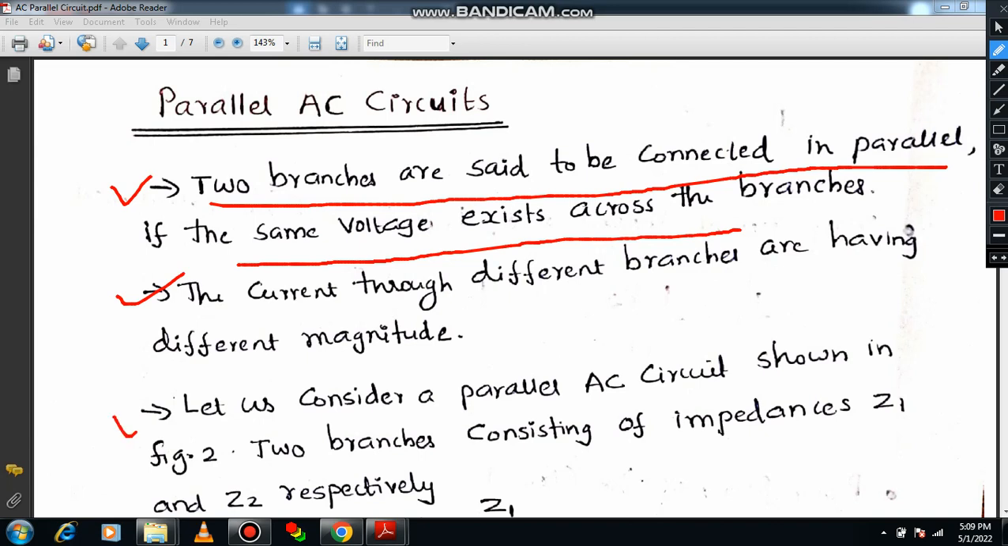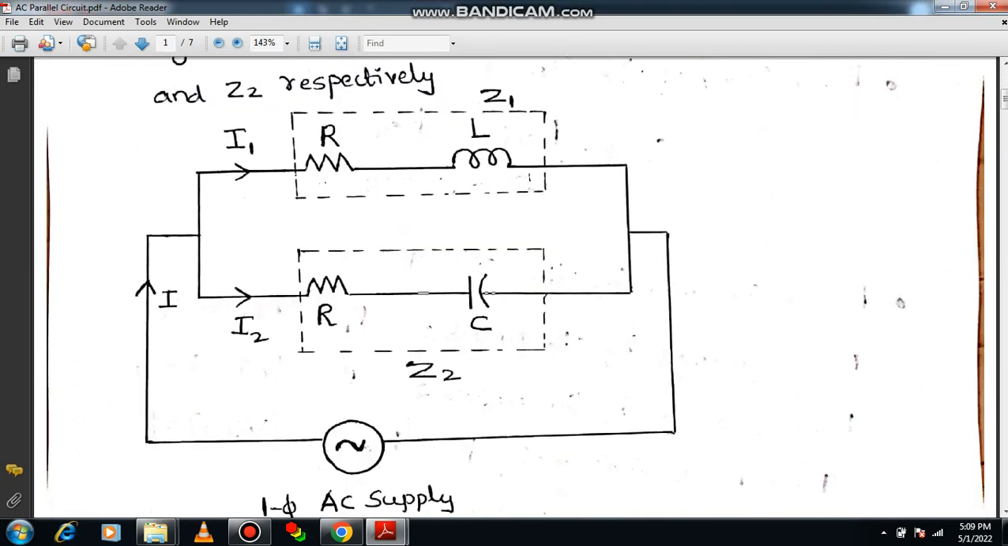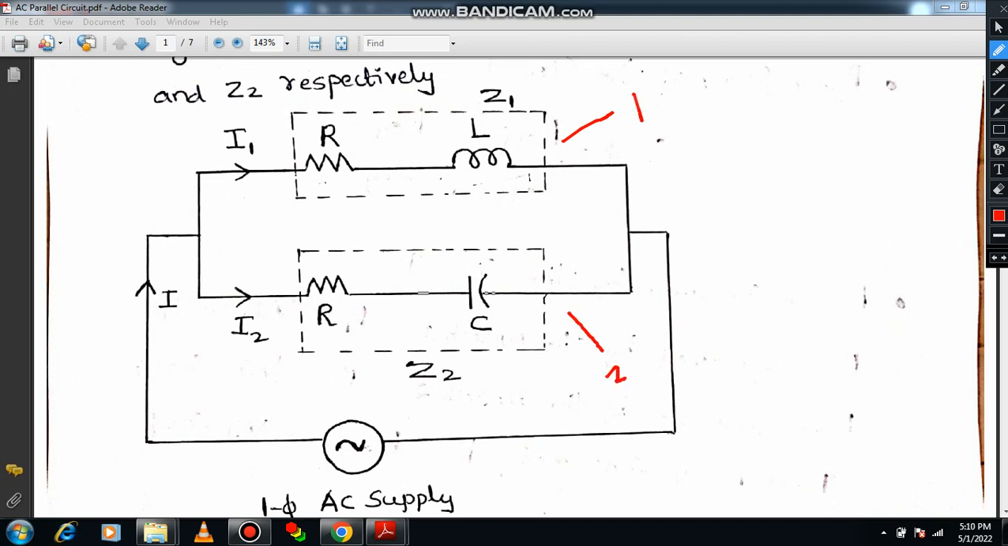We have to consider a simple parallel AC network which is shown in the diagram. Let's understand the fundamentals by considering the particular diagram. As you can see, this is a simple parallel AC network. How many branches are there? Yes, there are two branches. This is branch 1 and this will be branch 2.